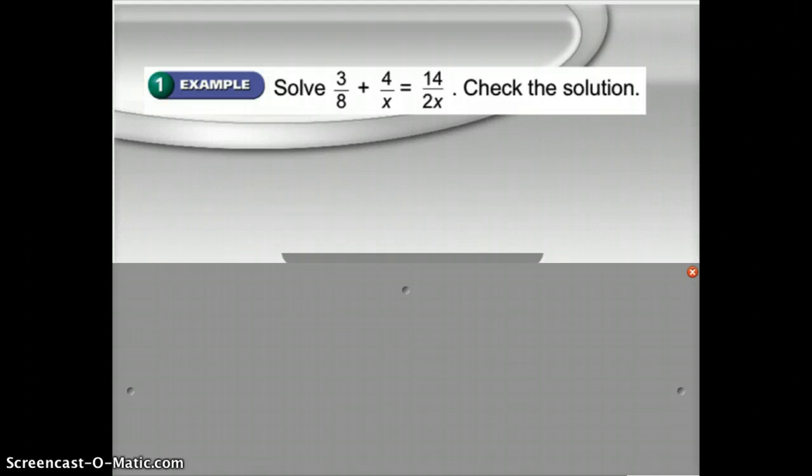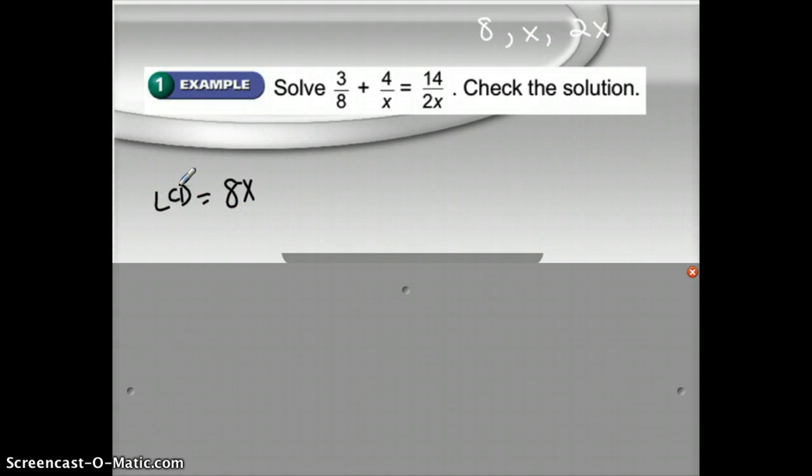So we're going to solve 3 over 8 plus 4 over x equals 14 over 2x. The first thing I want to deal with is what is my common denominator? I'm looking for something that 8, x, and 2x all go into. I like to look at numbers and then variables. For my number parts, 8, 1, and 2, they all go into 8, so I'd pick 8. And then for my variable parts, x, I just need an x. So 8x is my lowest common denominator.